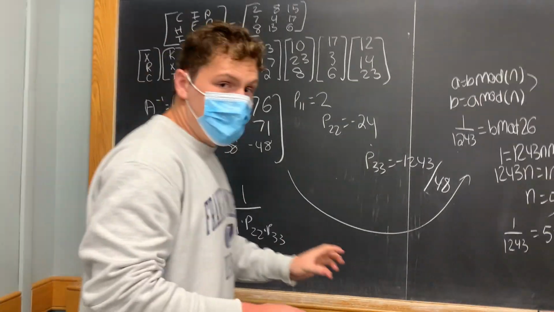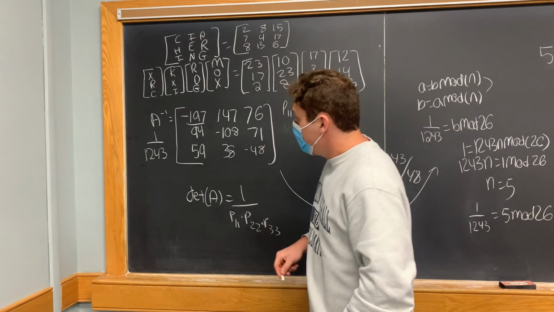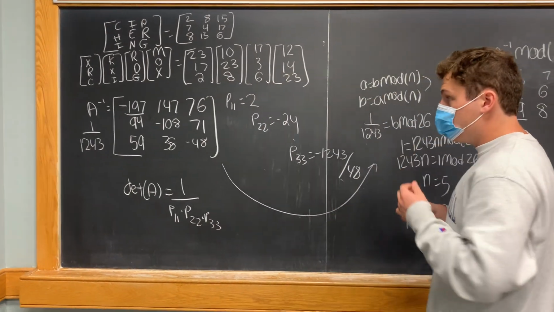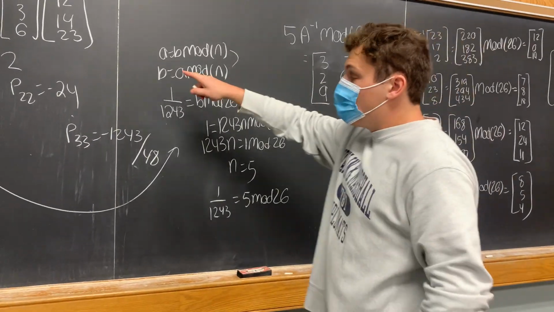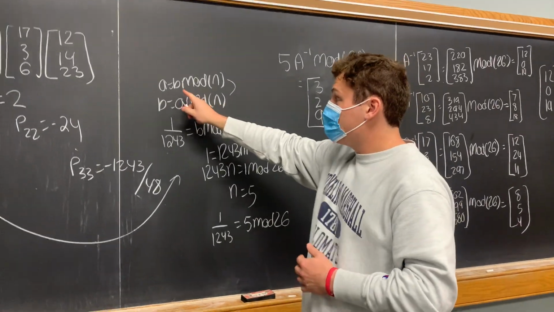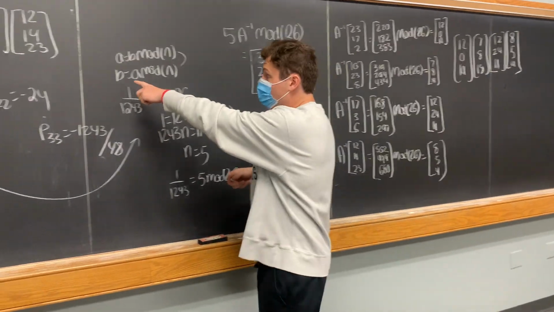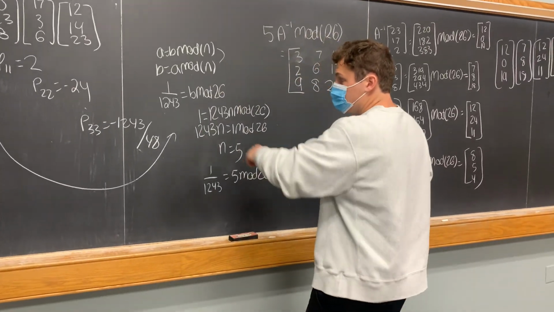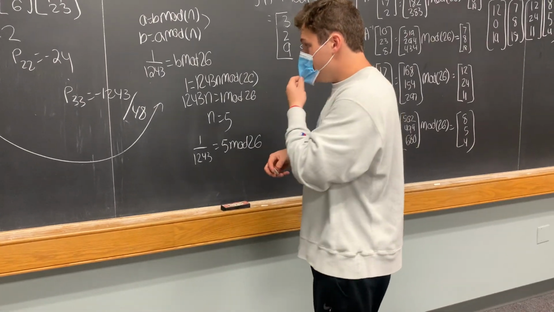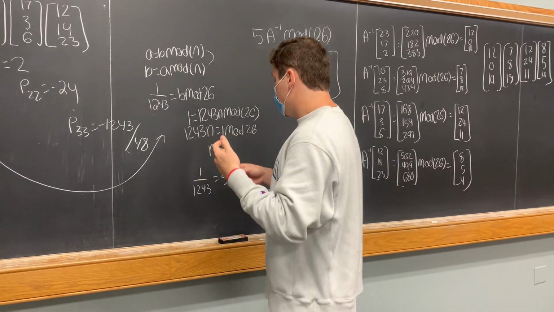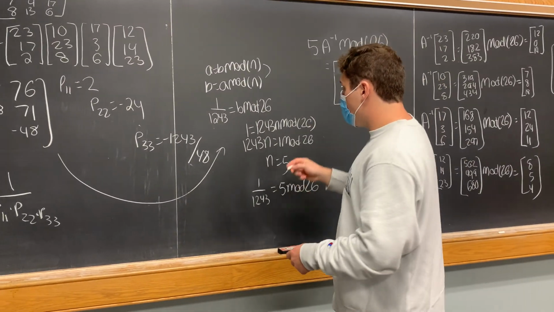Since my first term, negative 197, is greater than 25, I needed to perform the mod 26 operation on this matrix. According to modular arithmetic, A equals B mod N, and due to a symmetric property, B also equals A mod N. So originally, I have 1 divided by 1243 equals B mod 26. I was able to multiply both sides, so I got 1 equals 1243 times B mod 26.